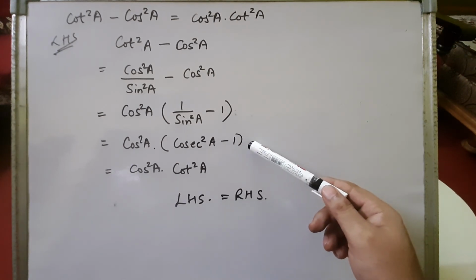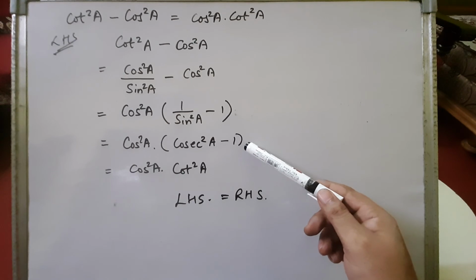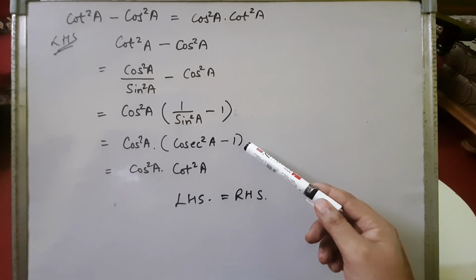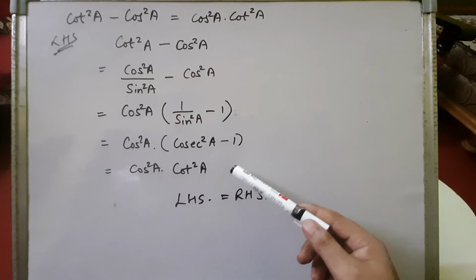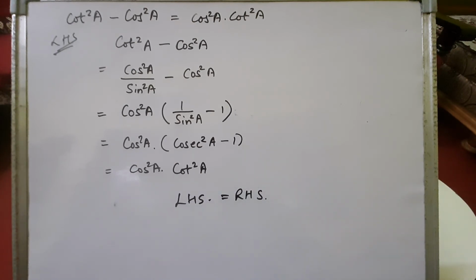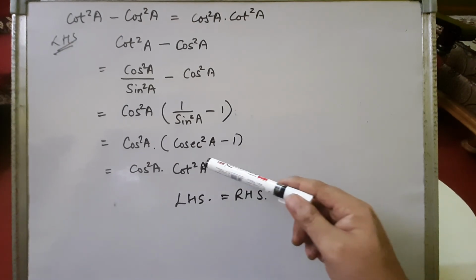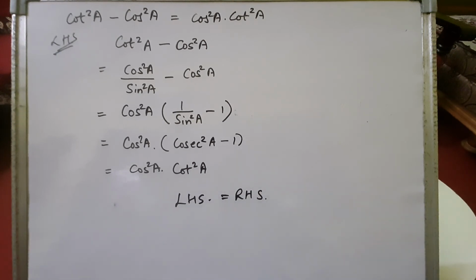And in fundamental identities, we have studied square relations, that cosec square A minus 1 is cot square A. So in place of cosec square A minus 1, we can write cot square A. So we get the right hand side as cos square A into cot square A. So we can say that left hand side and right hand side are equal. Right, children? Note down, please.